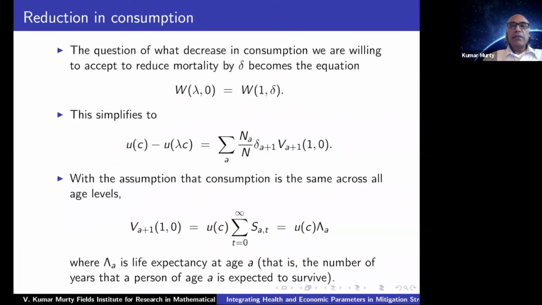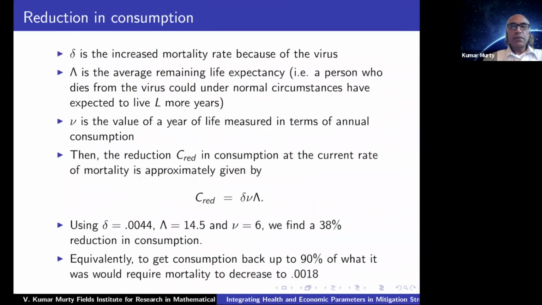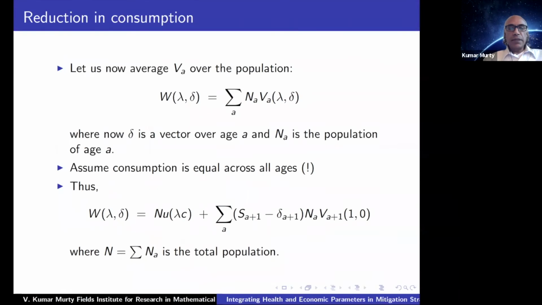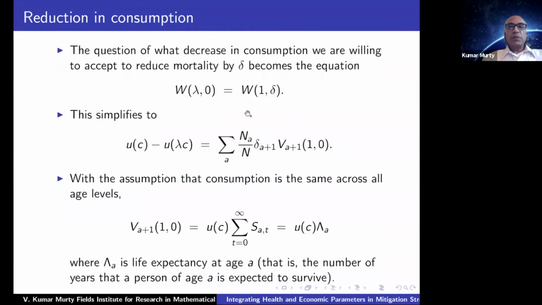Now to phrase the question, what decrease in consumption are we willing to accept to reduce mortality by delta is then this equation. In other words, if I want W(lambda, 0), I want to decrease my consumption by lambda so that there is no increase in mortality. So I want W(lambda, 0) to be W(1, delta). W(1, delta) is if I don't decrease my consumption and there is a mortality rate of delta, this is what happens. And I'm saying I want to shift this delta somehow into the lambda. Okay, that's the equation I want to solve.